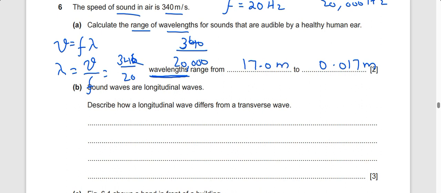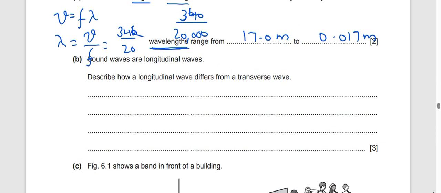Sound waves are longitudinal. This is the fact which you already know. Describe how the longitudinal waves are different from the transverse waves. So in that you can simply write that longitudinal waves contain compressions and rarefactions, whereas the transverse wave carries the trough and the crest.